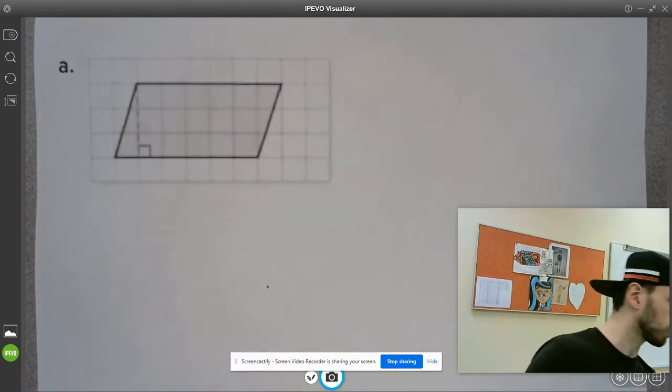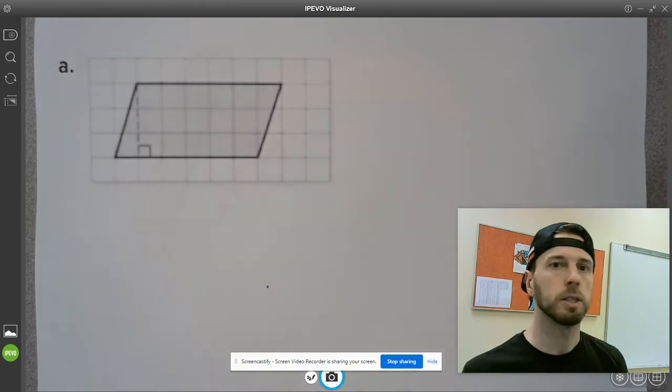So here's an example I'd like you guys to try quickly on your own. Jot down a piece of paper real quick.